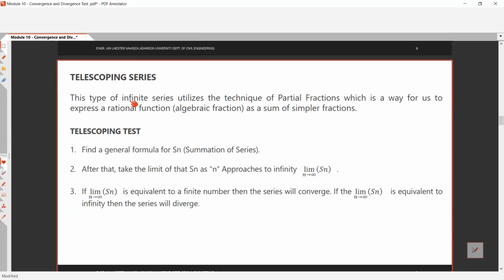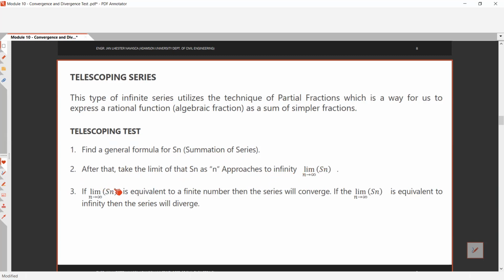So yung telescoping is a type of infinite series that utilizes the technique of partial fractions, which is a way for us to express a rational function or algebraic function as a sum of simpler fractions. So we have three steps. Step 1 is find a general formula for S sub n or the summation of the series. And step 2, after that, take the limit of that S sub n as n approaches infinity.